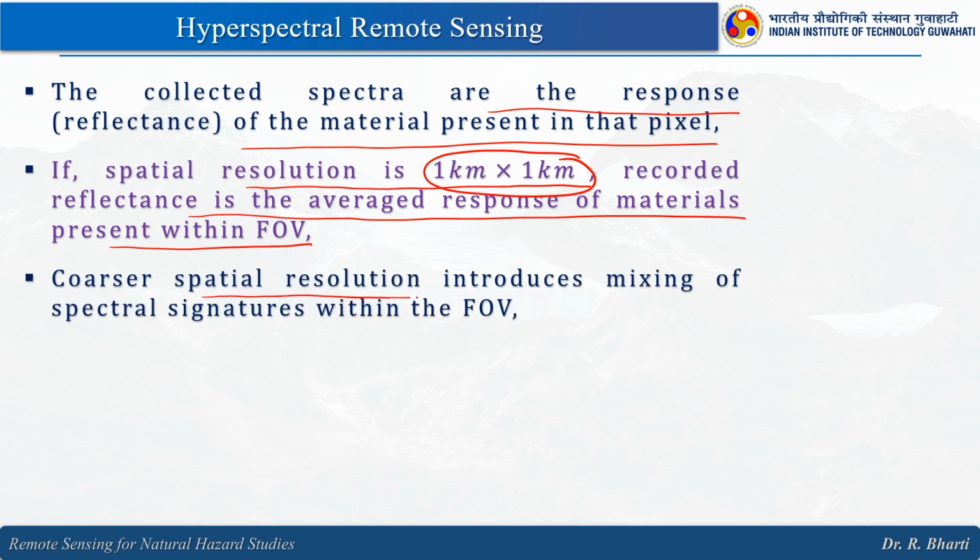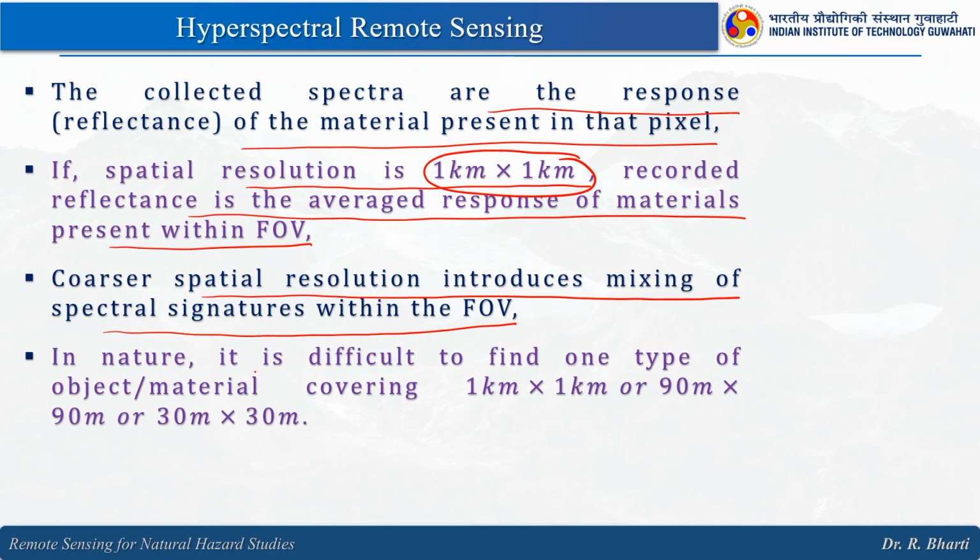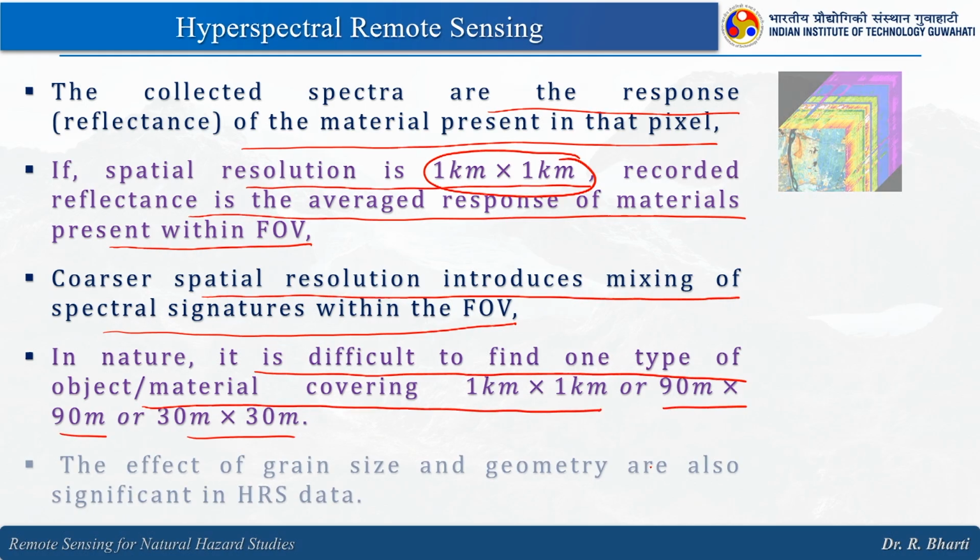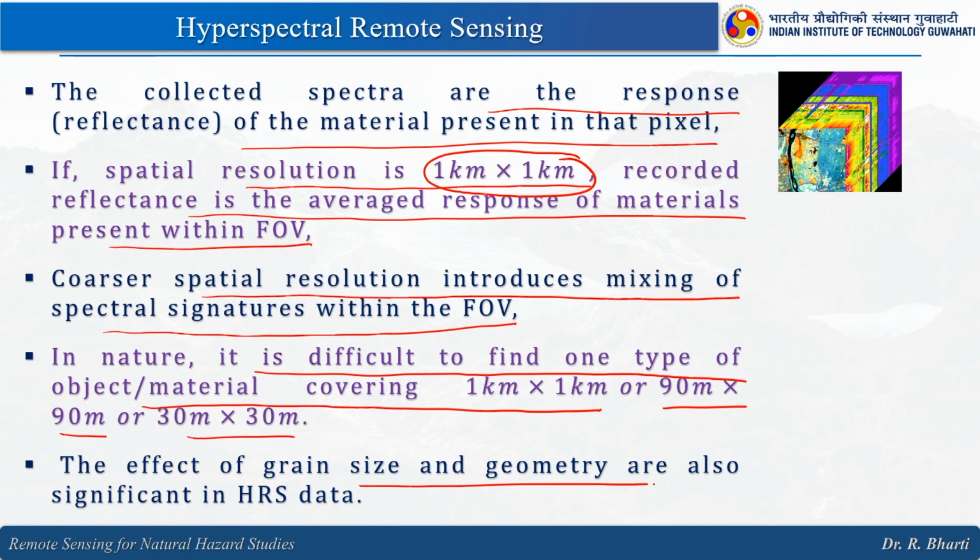Coarser spatial resolution introduces mixing of spectral signature within the field of view. I have a figure which can explain this particular concept. In nature, it is very difficult to find one type of object or material covering 1 kilometer by 1 kilometer, 90 by 90 meter or 30 by 30 meter. The effect of grain size and geometry are also significant in hyperspectral remote sensing data.